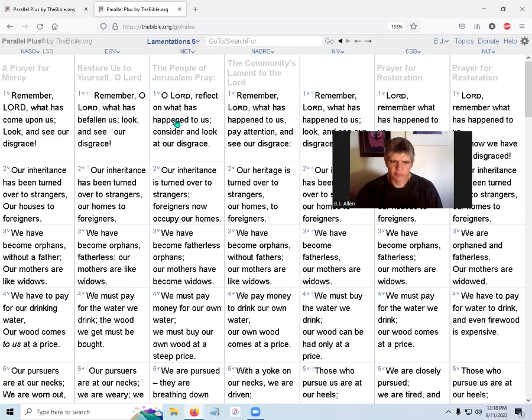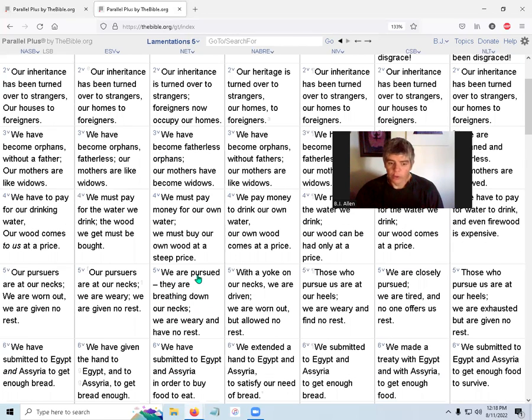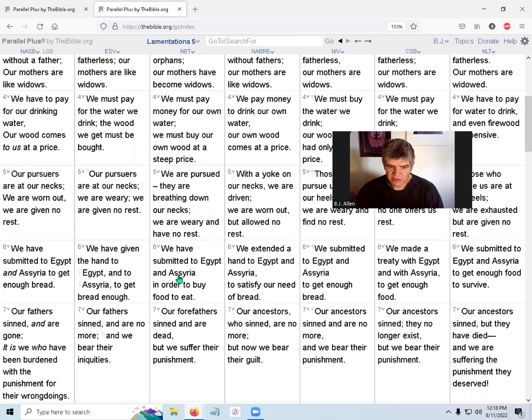O Lord, remember what has happened to us. Consider and look at our disgrace. Our inheritance has been turned over to strangers. Foreigners now occupy our homes. We have become fatherless orphans. Our mothers have become widows. We must pay money for our own water. We must buy our own wood at a steep price. We are pursued. They are breathing down our necks. We are weary and have no rest. We have submitted to Egypt and Assyria in order to buy food to eat.